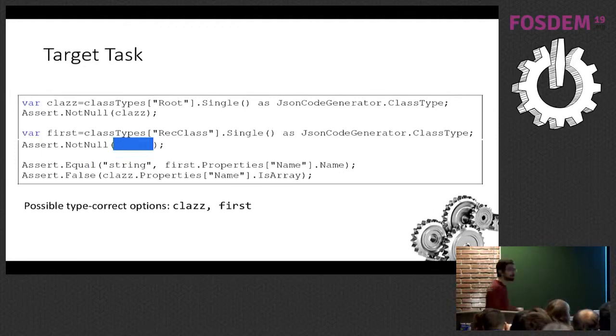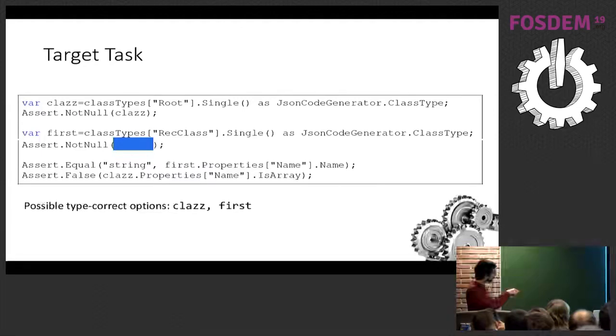Now, you can read the code, maybe not in the back, but the idea here is that you define this class variable, and somehow you get the values, then you assert it's not null. Then you define the first variable, you get it again somehow, and you assert what is not null. And you continue your unit test.